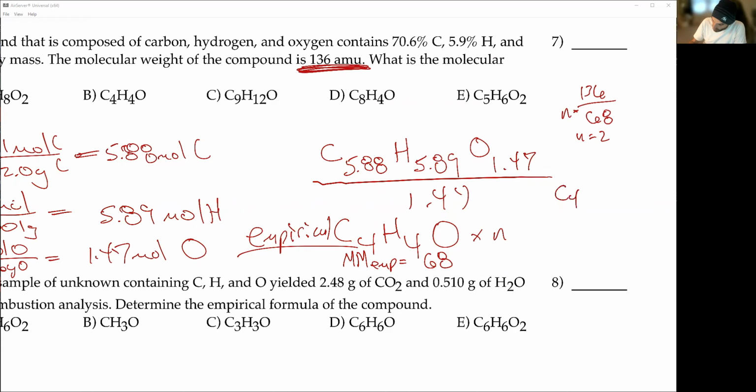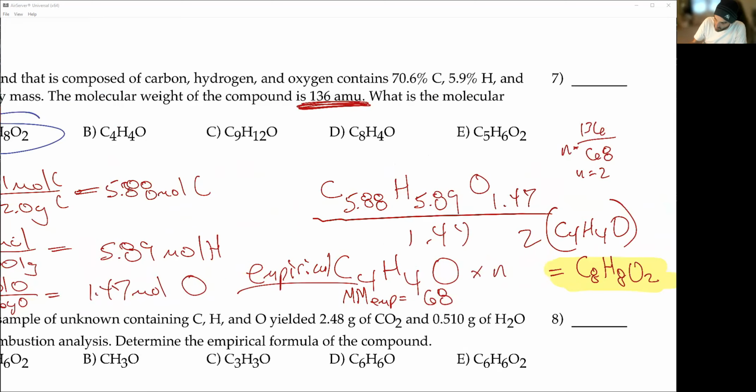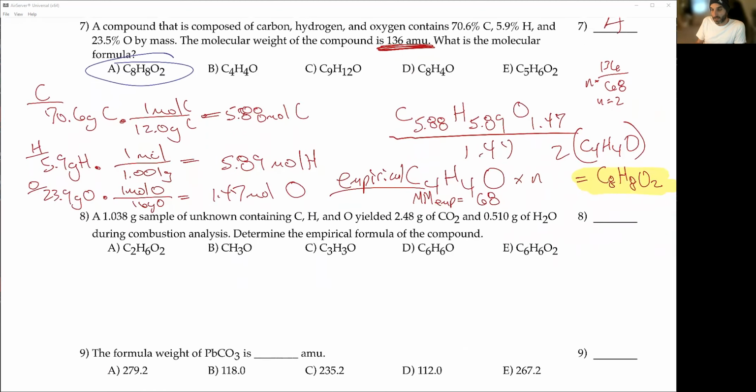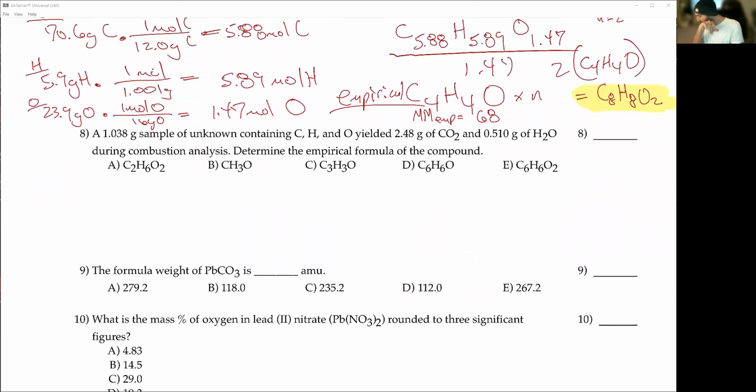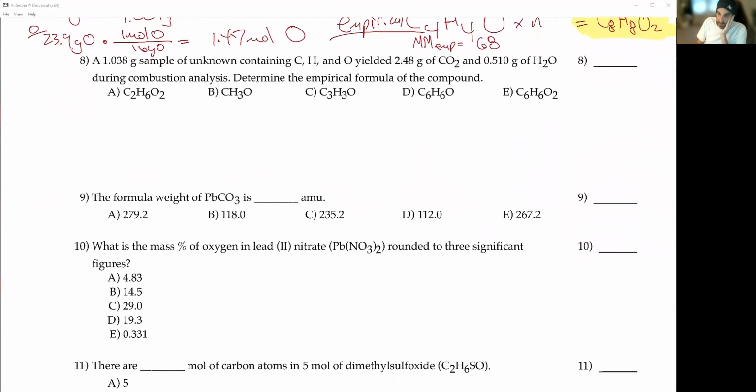So C4H4O times 2 equals my molecular formula, which is C8H8O2. There we go. Solved. So that's it. C8H8O2, A is the answer. Okay, and if you want more work on these, you can certainly take a look at the notes in class because we've done many of these.